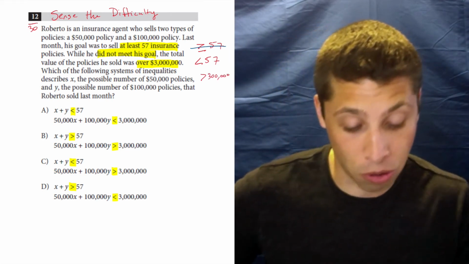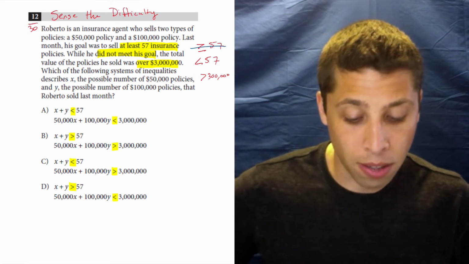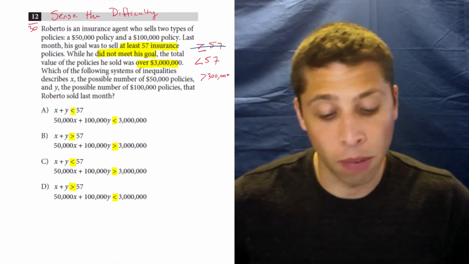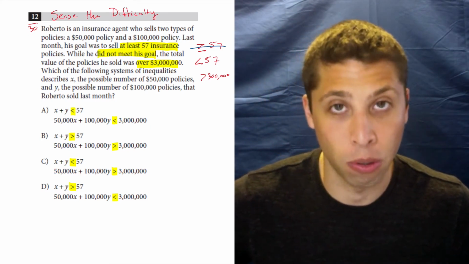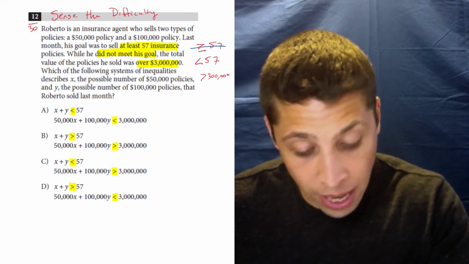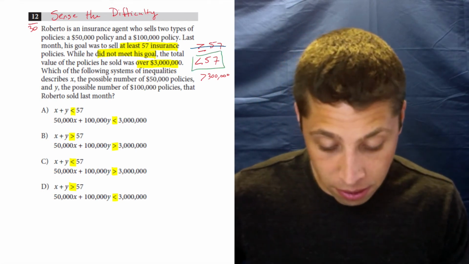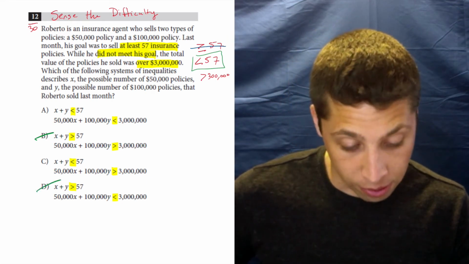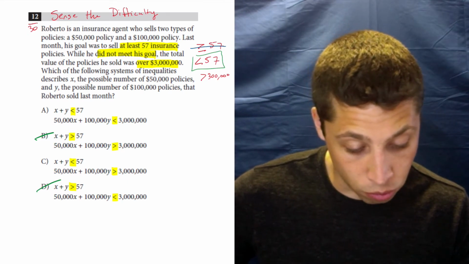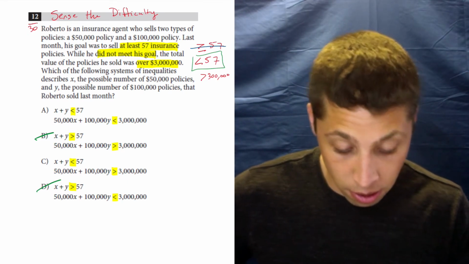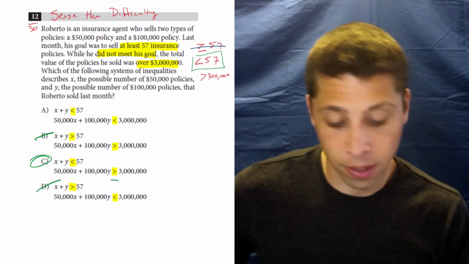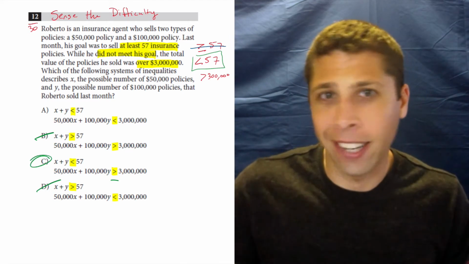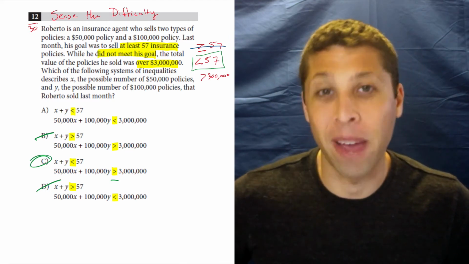Let's keep reading. Let's make sure there's no other traps. Which of the following systems of inequalities describes x, the possible number of $50,000 policies, and y, the possible number of $100,000 policies that Roberto sold last month? So, we've got it. Less than 57 means it's not going to be B, and it's not going to be D. And so that checks that part off. And then greater than 300,000 is going to be C, right? So there's no real math here. We didn't have to add anything. There's no multiplication. There's no any sort of math operation.